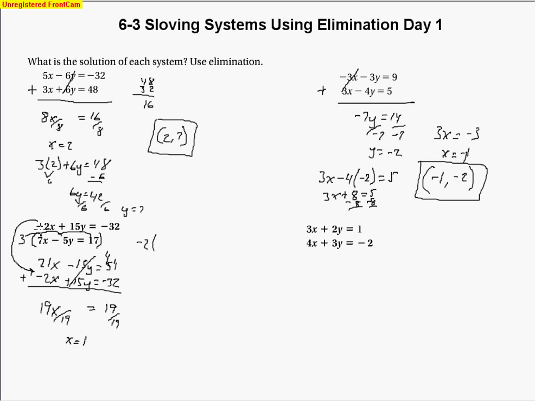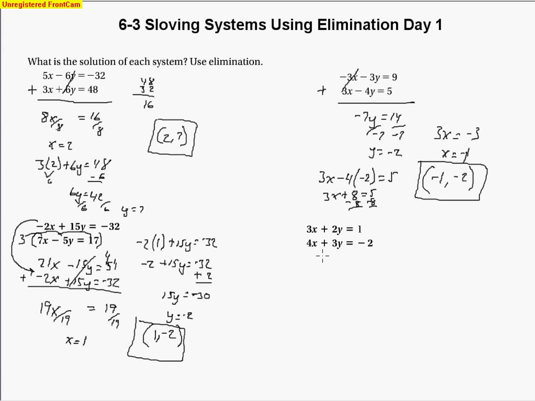So I substitute the 1 in for x. Negative 2 times 1 plus 15y equals negative 32. I'll multiply: negative 2 plus 15y equals negative 32. I have to add the 2 to both sides, so 15y equals negative 30. Do that division, and you end up with y equals negative 2. So that's my point, (1, negative 2), where the two lines end up crossing.